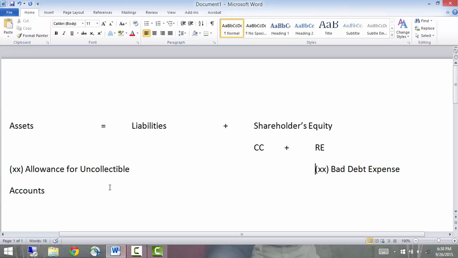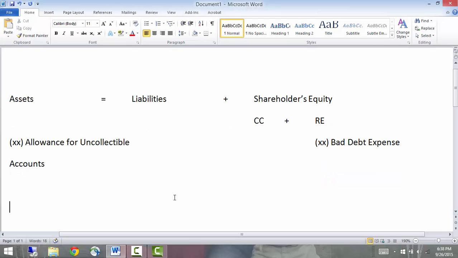So this is the entry that we'll use, and we've got different methods on how to calculate the numbers that go here, and we haven't got to that yet. We're going to get back to that. I just wanted to talk about the entry first. That's the entry that you'll make. Now, how will this be reflected on our balance sheet? What will this look like on our balance sheet?